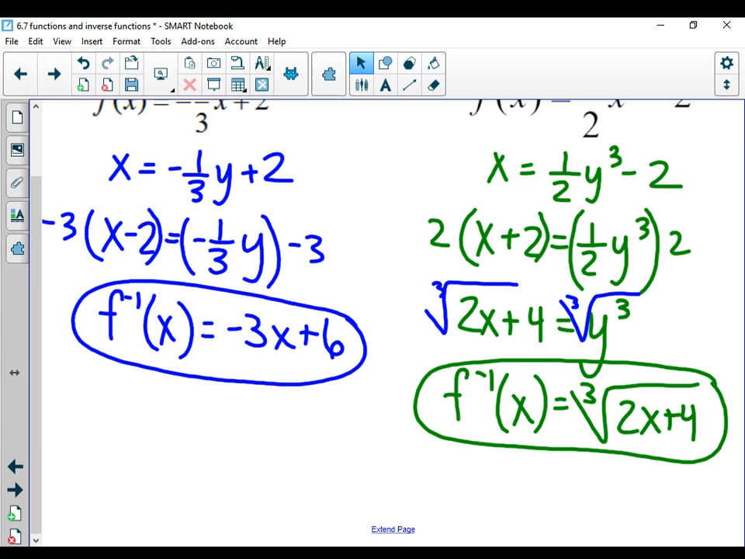Any questions on those two? Literally switch x and y, solve for y, change your notation. Those are your main steps here.